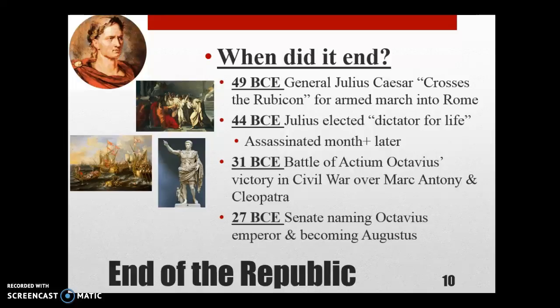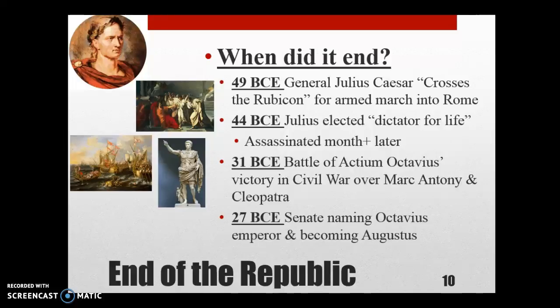So starting in 49 BCE, we see a great rise of a general named Julius Caesar, who will eventually use the soldiers' loyalty to him to march into Rome and intimidate the Senate and the leaders of Rome. In 44 BCE, he will be elected by the senators as dictator for life.